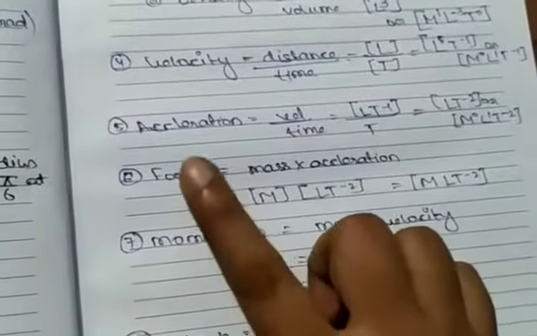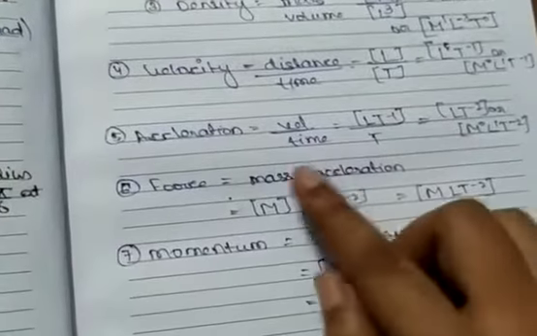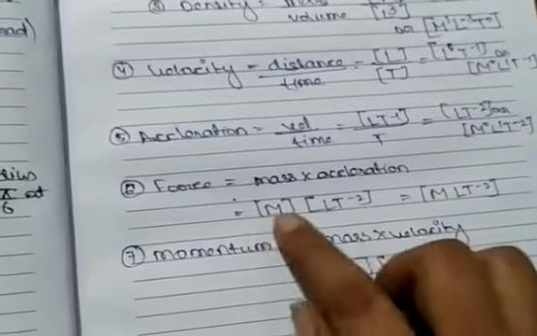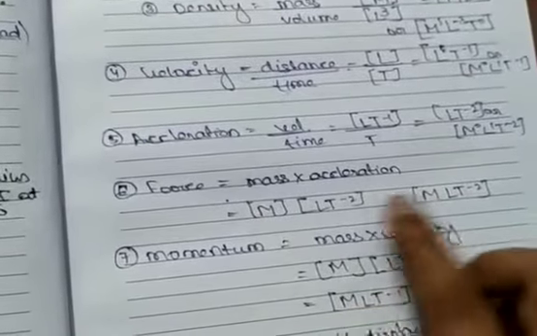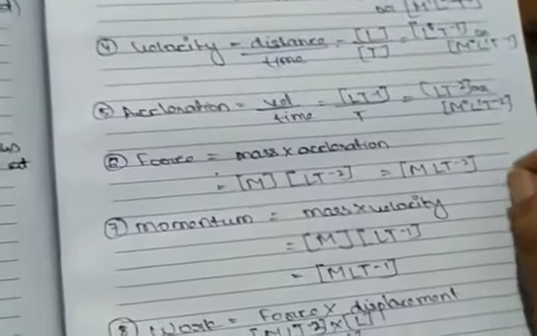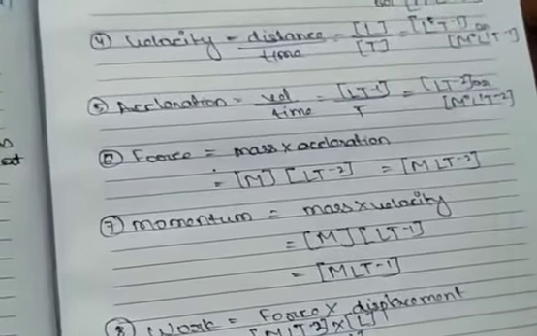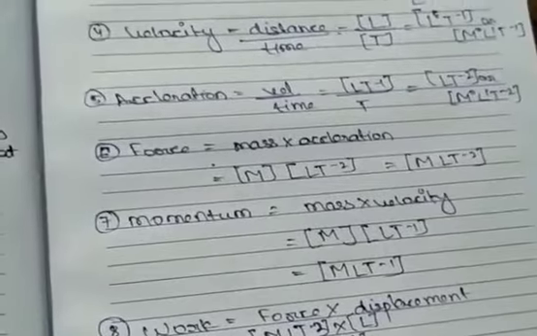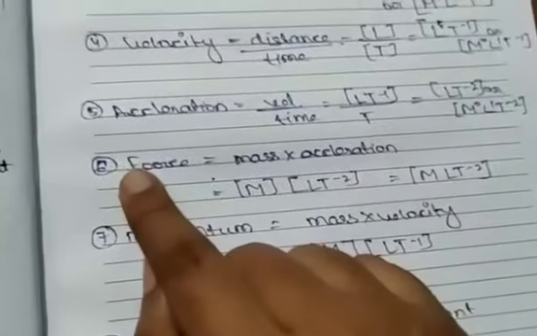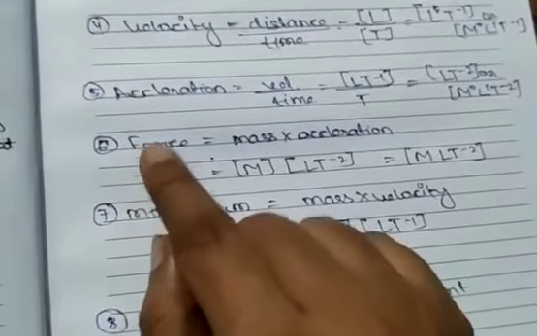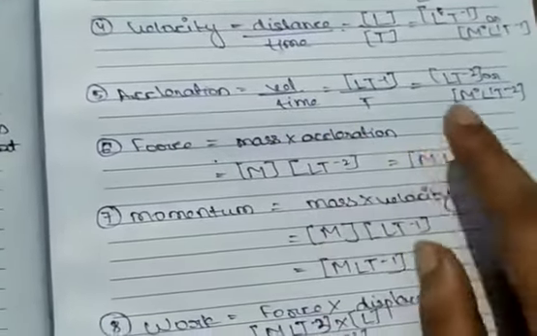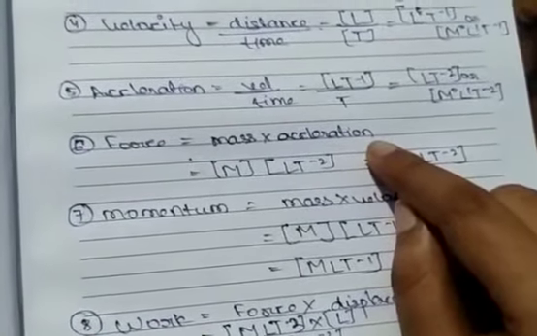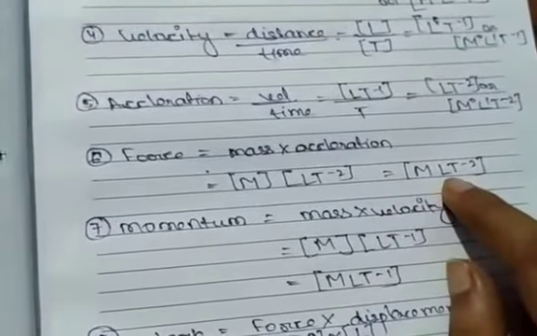Let us come to force. Force is equal to mass into acceleration. Mass is m, acceleration is L t minus 2, just now we found. So multiply it together. So m L t minus 2. This is very important. We want to keep it in mind always. As soon as I say force, you must remember that it is m L t minus 2. Always remember, m L t minus 2 is the dimensional formula of force. So mass into acceleration is the formula which is given. But the dimensional formula, if somebody asks, we will write this m L t minus 2.